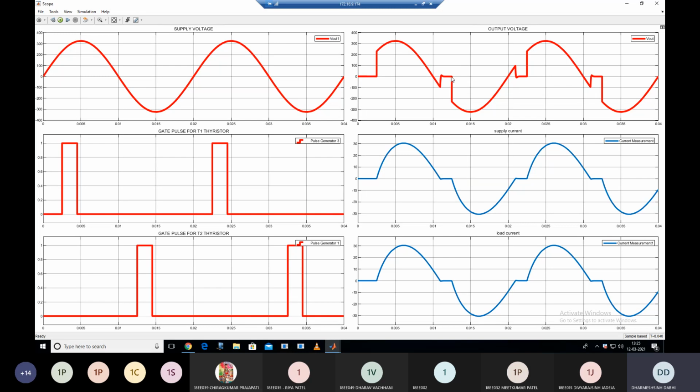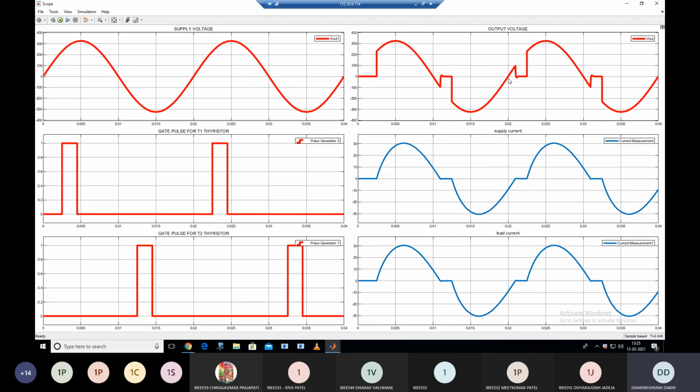At pi plus alpha, you apply the gate pulse to thyristor T2. So again you get the output voltage same as your supply. But after this 2 pi angle, you get the positive voltage. That is again because of conduction, because you have taken the RL load.